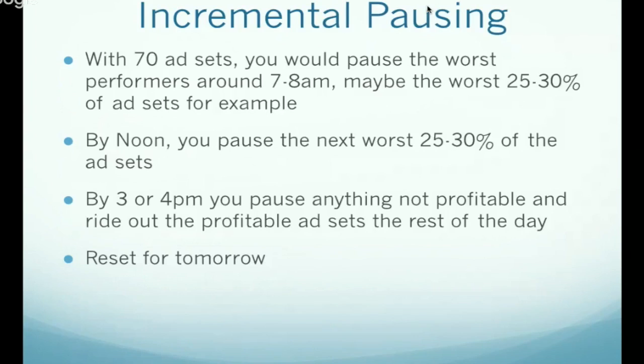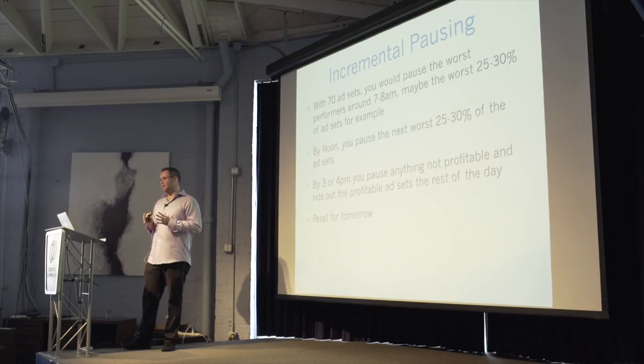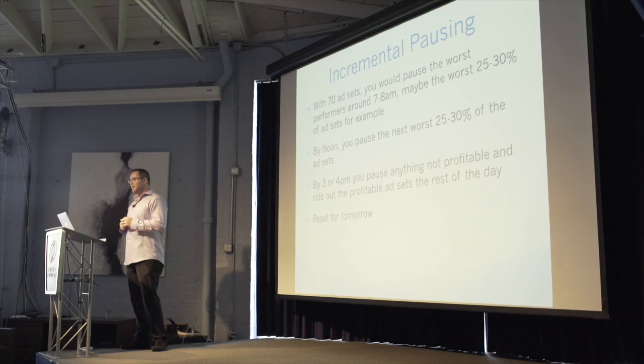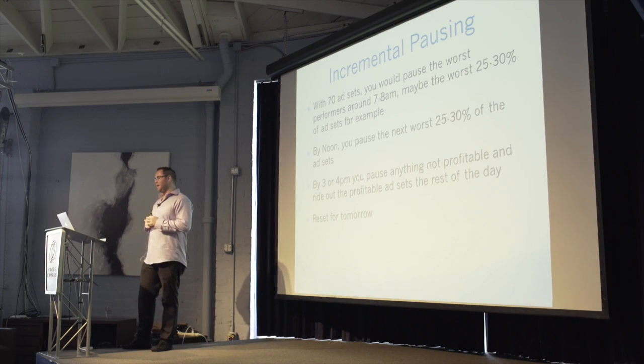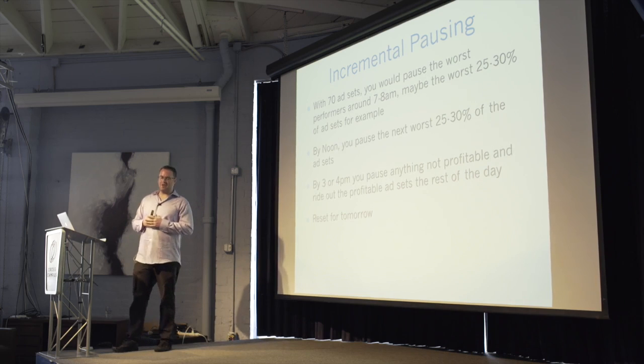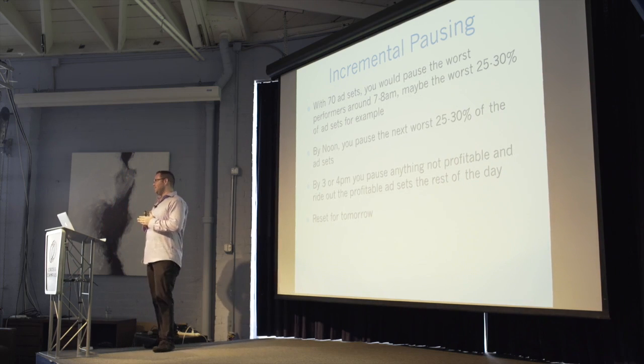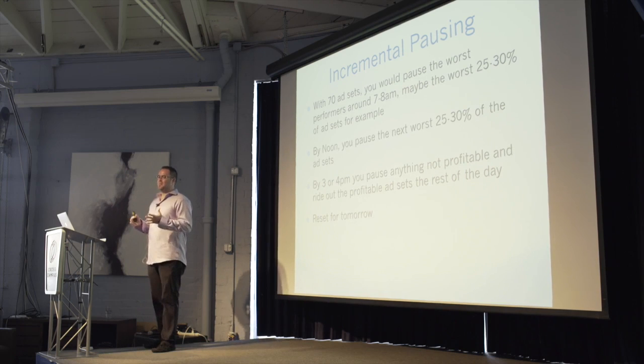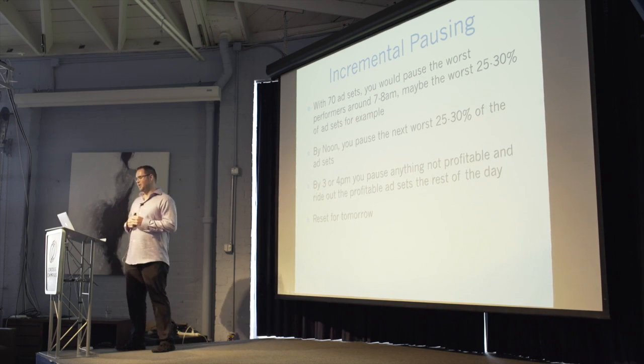But so let's say you have those 70 ad sets, each set to $300 a day. What you want to do is, around 7 or 8 a.m., pause the worst 25 to 30% of them, which is going to be about 20 or 25 ad sets, something like that, that are just doing really, really bad, very unprofitable, etc.